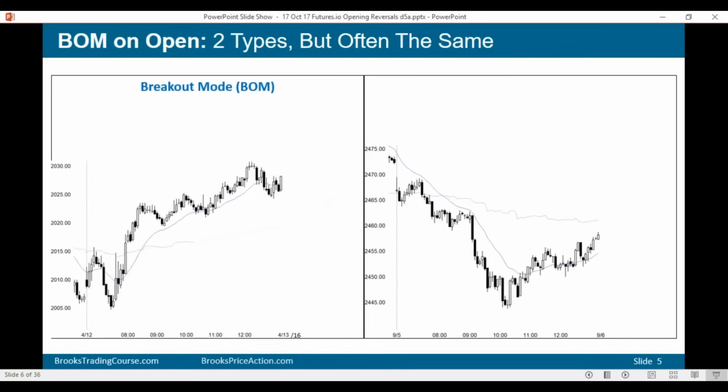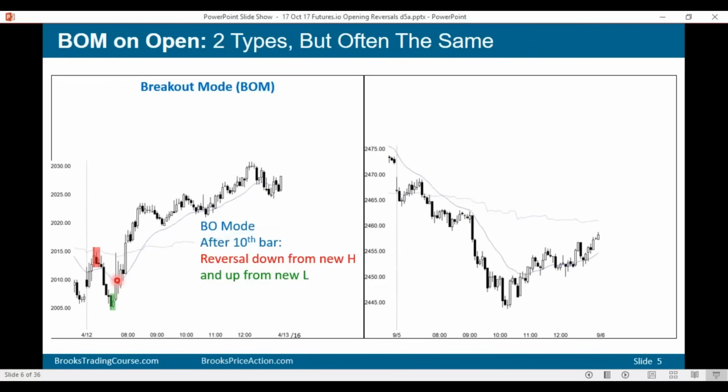I want to talk about two types of breakouts on the open, and the first one I call breakout mode. And what I do is I look at the day at around the 10th bar of the day. I want to see if there's a reversal down from a new high. In other words, the market goes above the high of the first bar and reverses down. And I want it to go below the low of the day and reverse up. And that is a breakout mode situation.